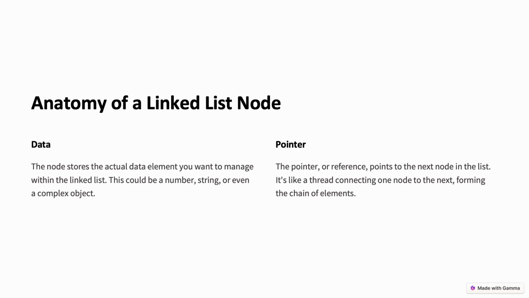Pointer or link to the next node. Pointer is also known as a link to the next node. This is the reference to the next node in sequence. In a singly linked list, this pointer only points to the next node, but in a doubly linked list, there is also an additional pointer containing the previous node. This enables bidirectional traversal of the list.